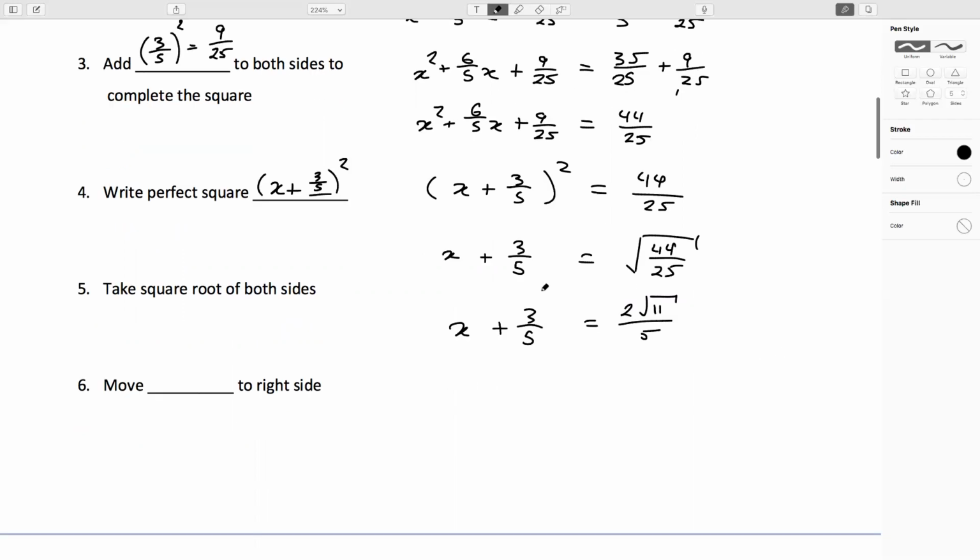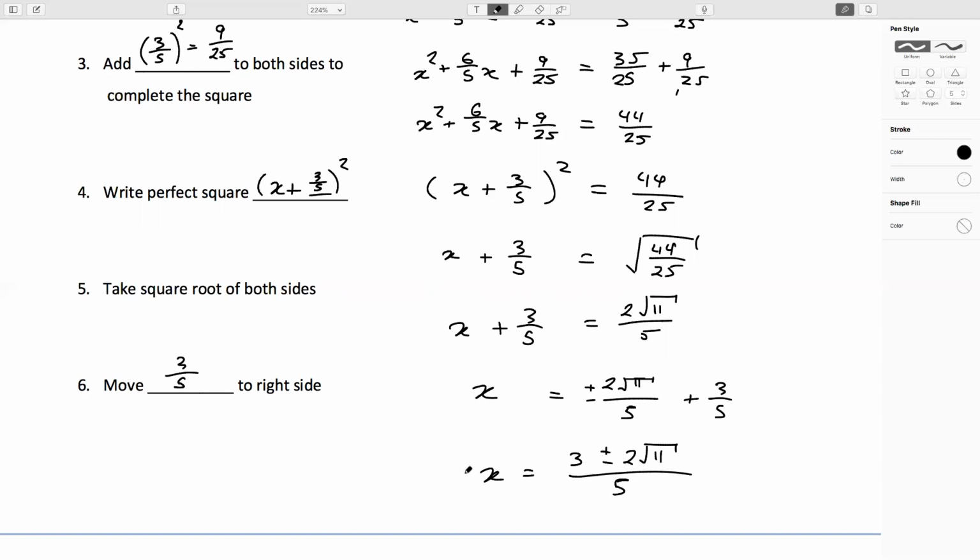Lastly, we need to move 3 over 5 to the other side. x equals 2 root 11 over 5, plus or minus, minus 3 over 5. And technically, this should probably go first. So x equals negative 3 plus or minus 2 root 11, all over 5.